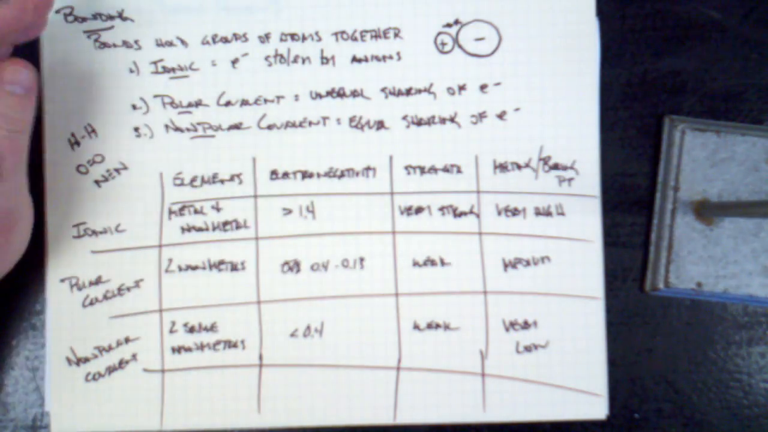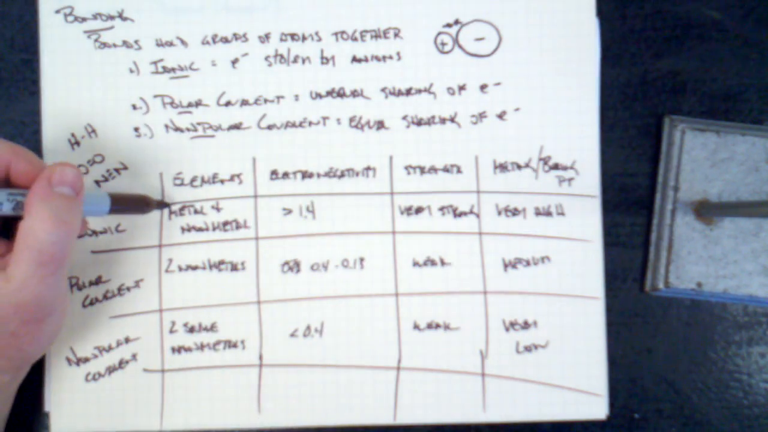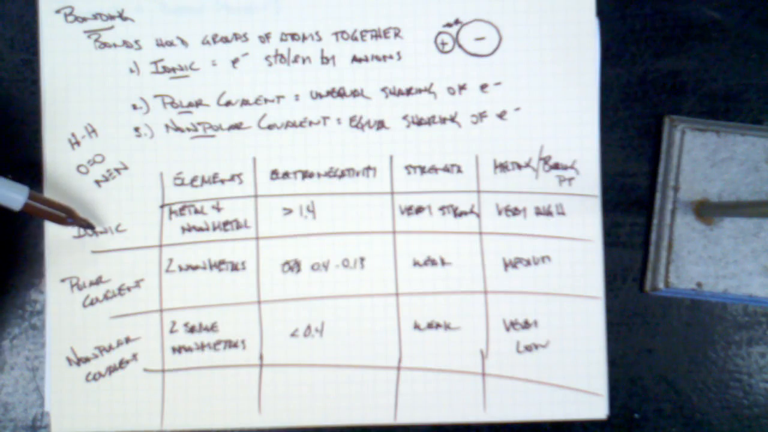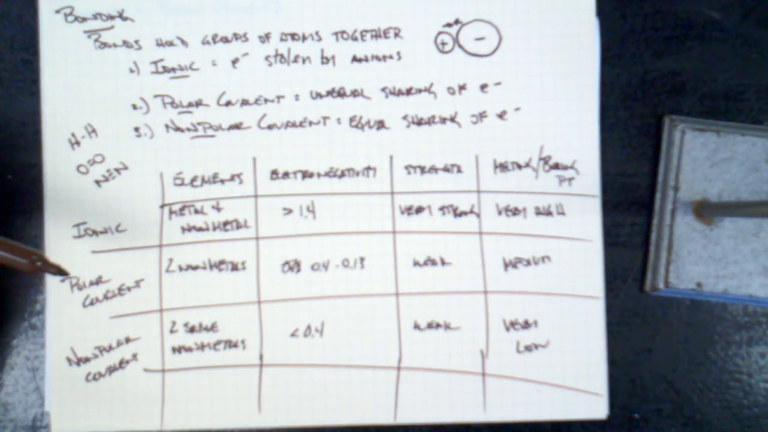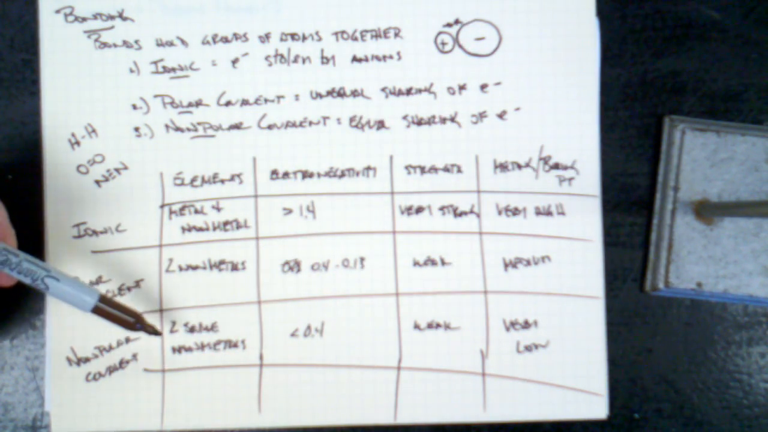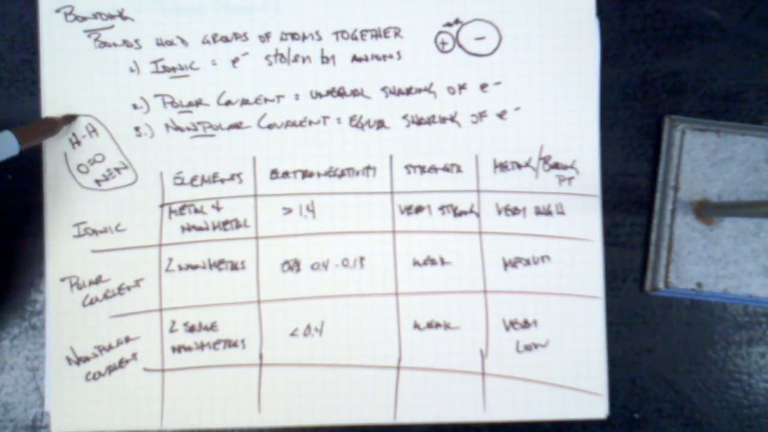So I've got a little table here that sort of lays out all these differences that happen because of the way these guys are shared. An ionic bond occurs between a metal and a nonmetal. A polar covalent bond occurs between two nonmetals. And nonpolar covalent usually happens between the two same nonmetals, like I sort of pointed out up here.